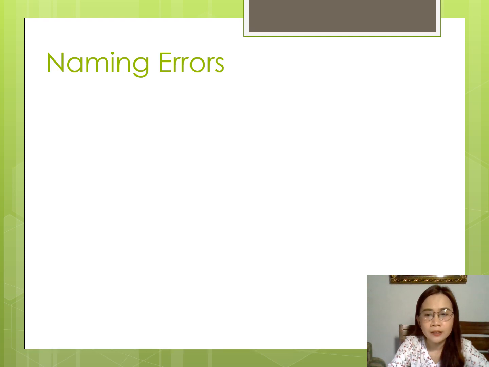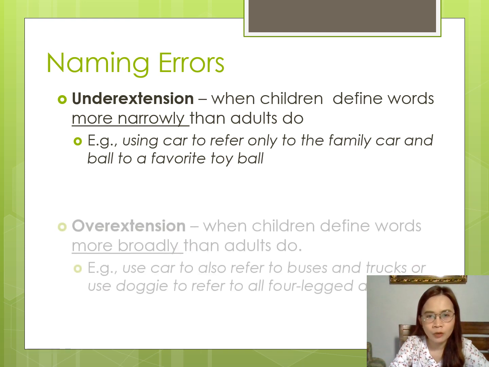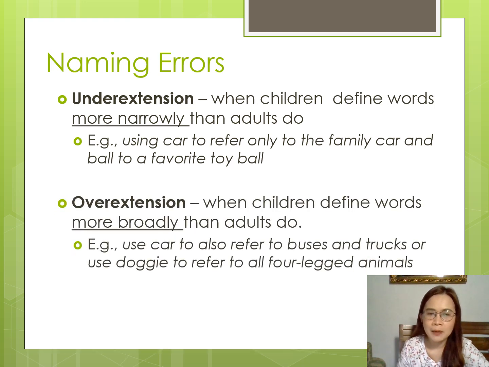Another aspect in learning language is naming errors. So, common to nangyayari sa mga bata na nag-start pa lang matutong magsalita. Yan. So, they underextend or overextend. Pag sinabing underextension, they define words narrowly than adults do. Ibig sabihin, yung isang label or yung meaning nung object na yon ay para lang dun sa object na yon.